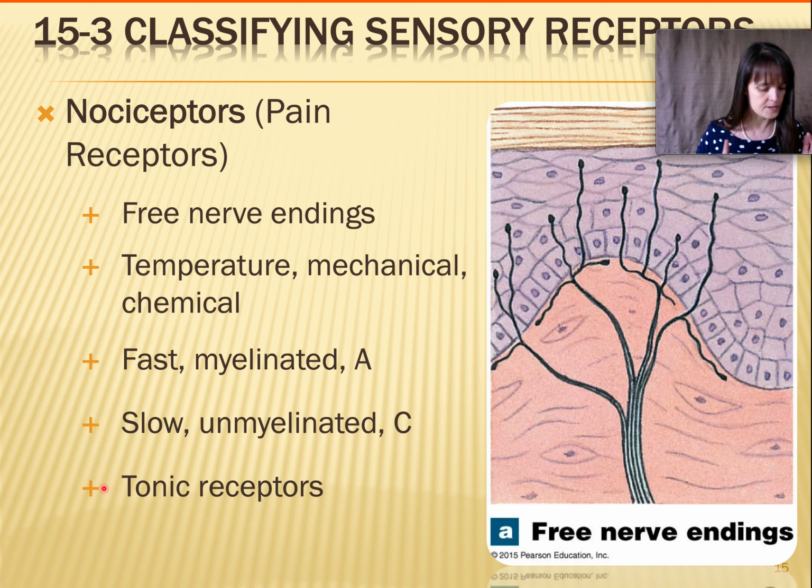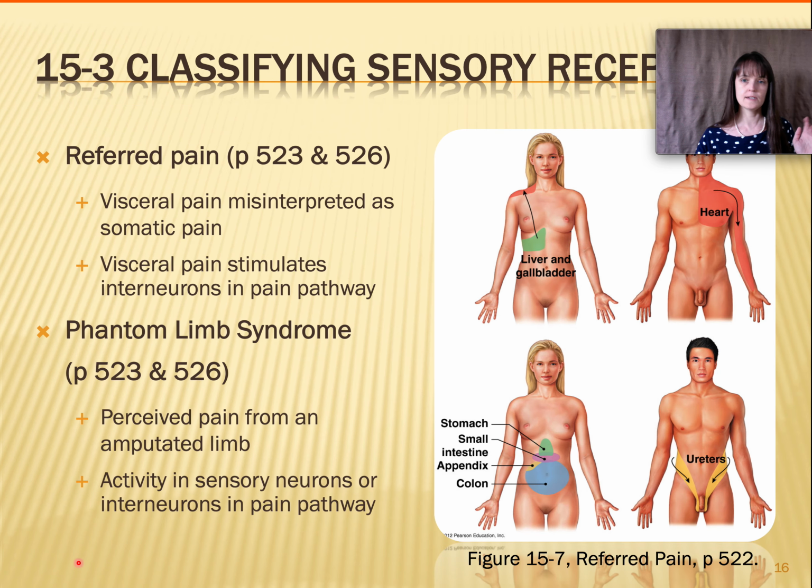Referred pain versus phantom limb pain. I think I have a slide for that. Let's see. Ta-da! Referred pain is when visceral pain is misinterpreted as somatic pain because of the common neuronal pools in the pathway. And because we don't get a lot of visceral pain, the body says, yeah, that's probably the body hurting, because usually the body hurts and not the organs.